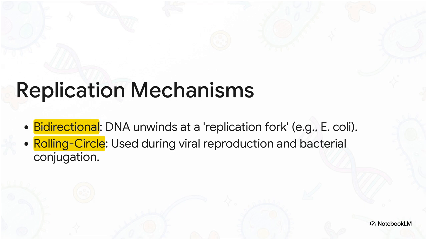There's bidirectional replication, which you see in bugs like E. coli. It just starts at one point and copies the DNA in both directions at once. But then there's this other one, the rolling circle mechanism. It's a little different, but you really need to remember this one because it's critical for how bacteria share genes. So just put a pin in that for now.